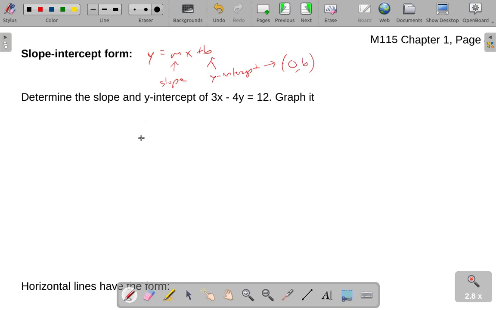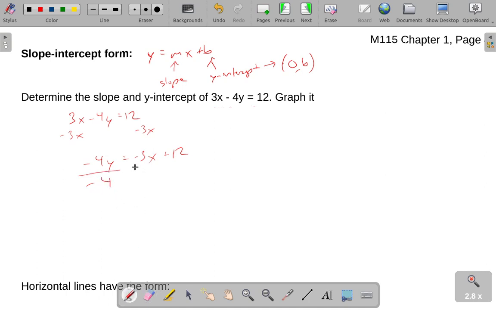Okay, so if I wanted to determine the slope and the y-intercept of this line, what I need to do here is put it into slope-intercept form. This is at least the easiest way. So I'm starting with 3x minus 4y equals 12. To put this into slope-intercept form, you'll notice this is just solved for y. So I'm going to solve the equation for y. I'll start off by subtracting 3x from both sides. I get negative 4y equals negative 3x plus 12. Then I'll divide both sides by negative 4.